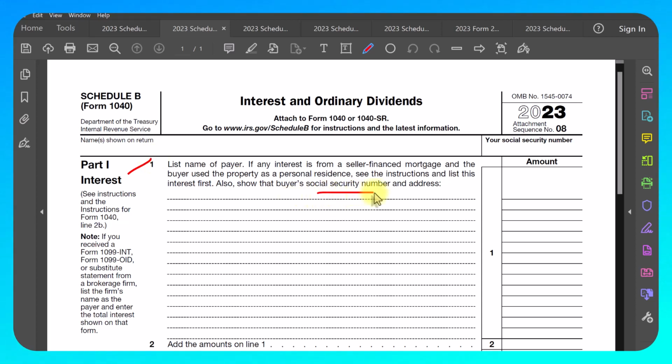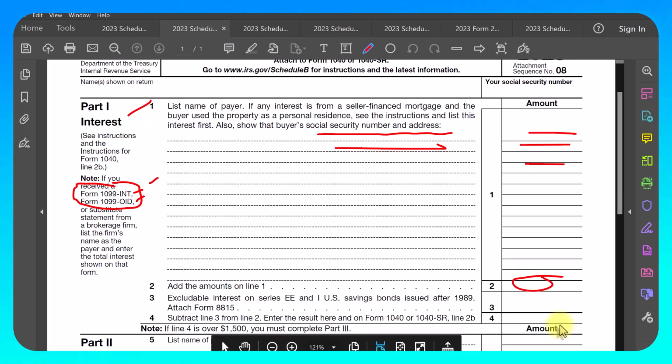You write in the name of the financial institution and the dollar amount, the name of the paying institution and the dollar amount. Typically, this will be reported to the taxpayer on Form 1099-OID, original issue discount, or regular interest, 1099-INT. If the amount is less than $10, the bank or financial institution is not required to issue a 1099, but it's still taxable. You've got to write it out. Then you take a subtotal here in the next line, line 3.